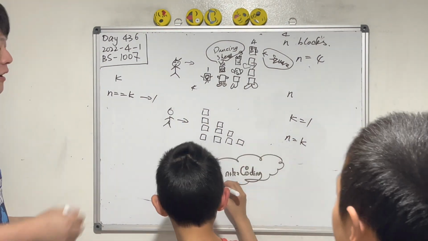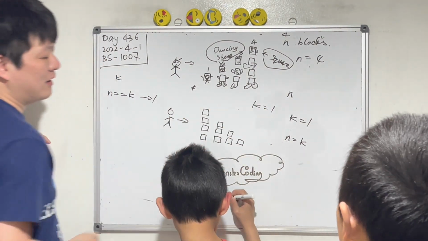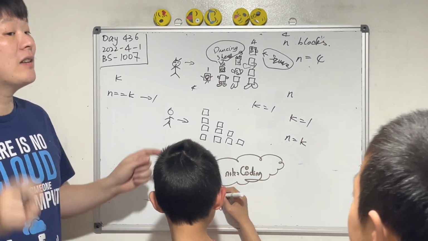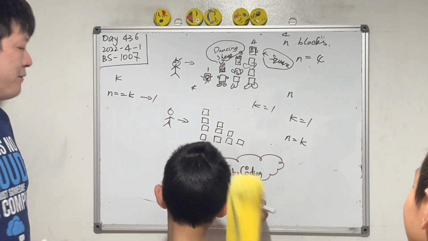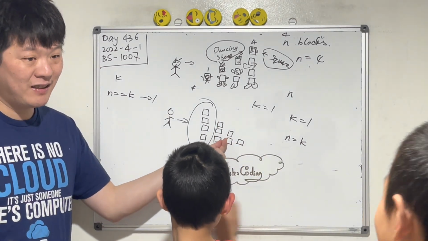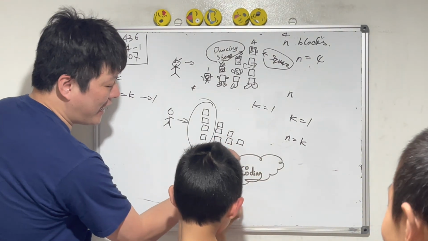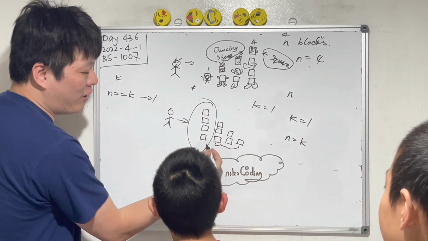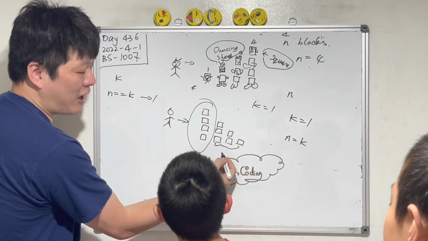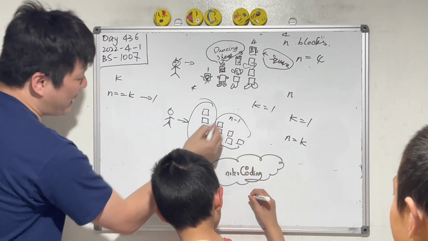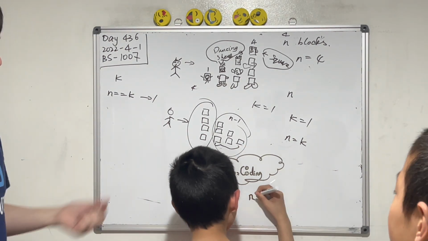How about k equals 1? I want to see exactly 1 block. So it's always the tallest block at the front. But how about the rest? It doesn't matter. There are n blocks overall, and I have 1 block, the tallest, in the front. So how many blocks are left? n minus 1, and their order doesn't matter.